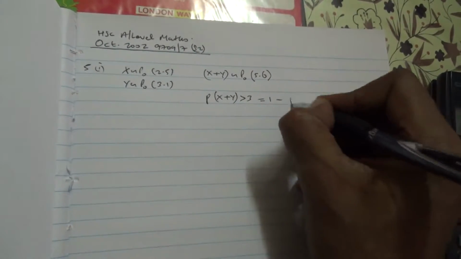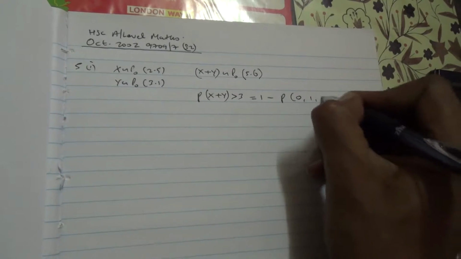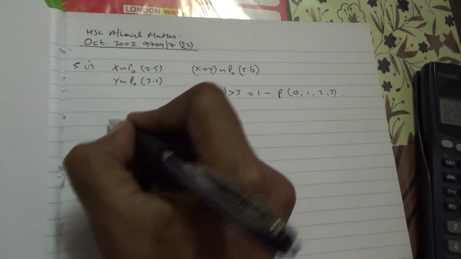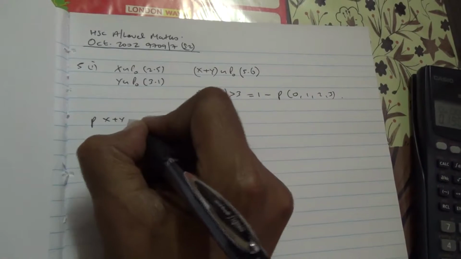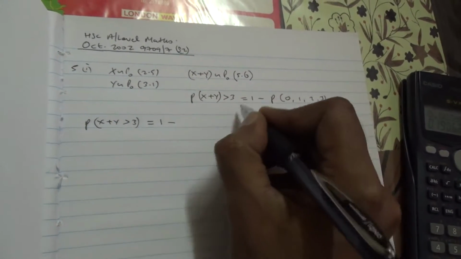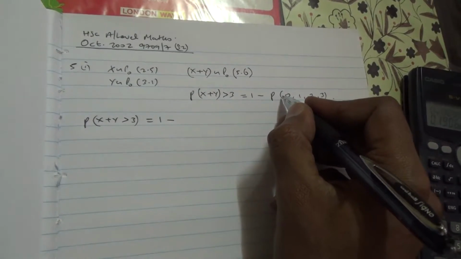Now for this one, it's going to be exactly the same as 1 minus the probability that X plus Y is equal to 0, 1, 2, and 3. Therefore, we're going to compute all these probabilities. So, what are the probabilities? But first of all, X plus Y being greater than 3 is going to be exactly 1 minus the probability of X being 0.